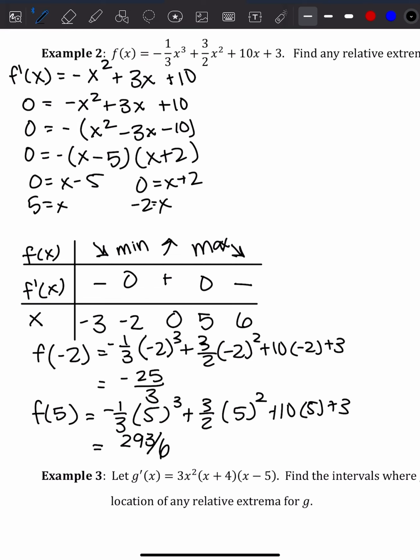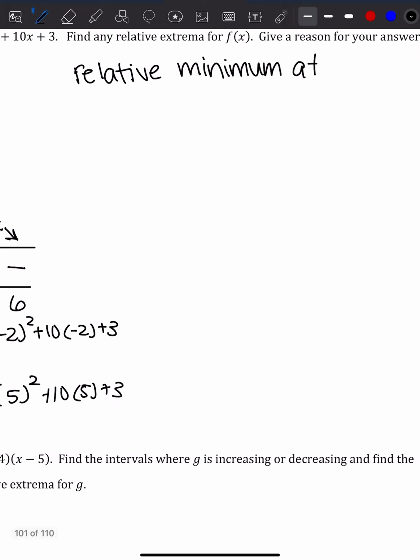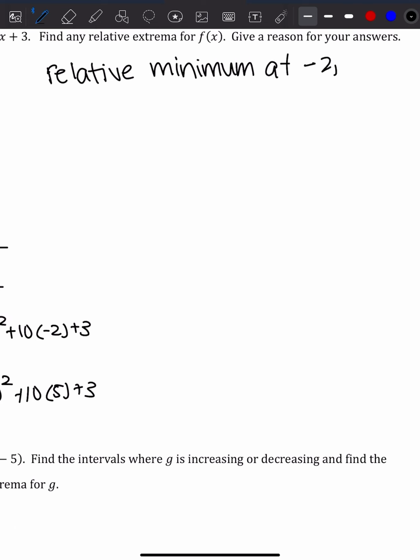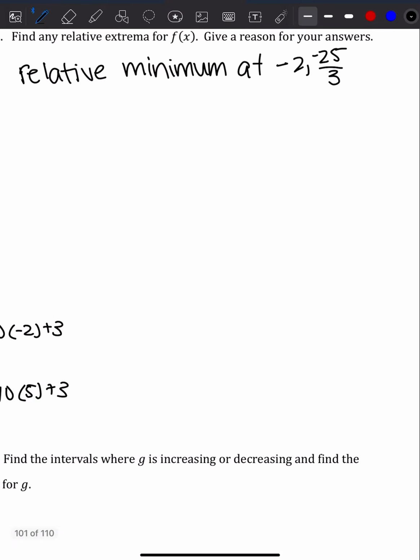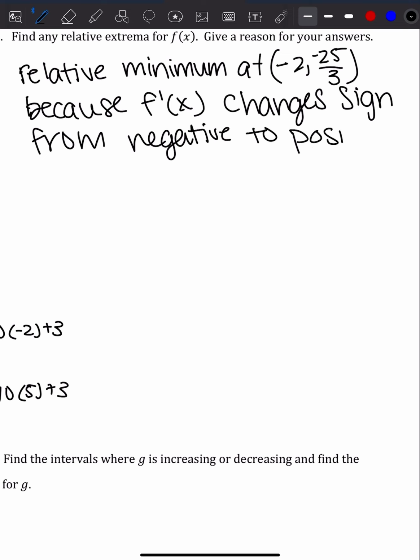So we have a relative minimum at negative 2, negative 25 over 3, because f prime of x changes sign from negative to positive at x equals negative 2.